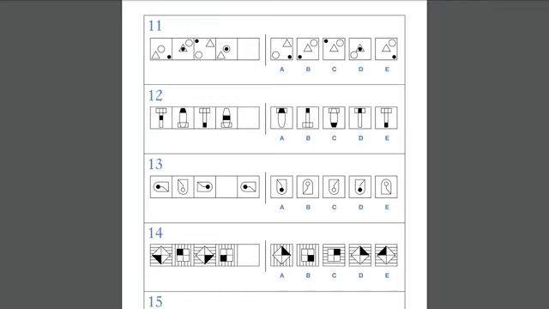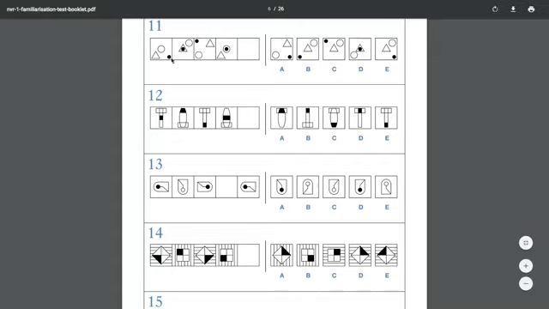11, 12, and 13. In number 11, if you look at the pattern, what's happening is the shaded circle goes inside the shape. It goes inside the rectangle shape, and the circle, so the shaded circle goes here also. When it goes into one of the shapes, it goes into all the shapes. So in number 11, the answer is C.